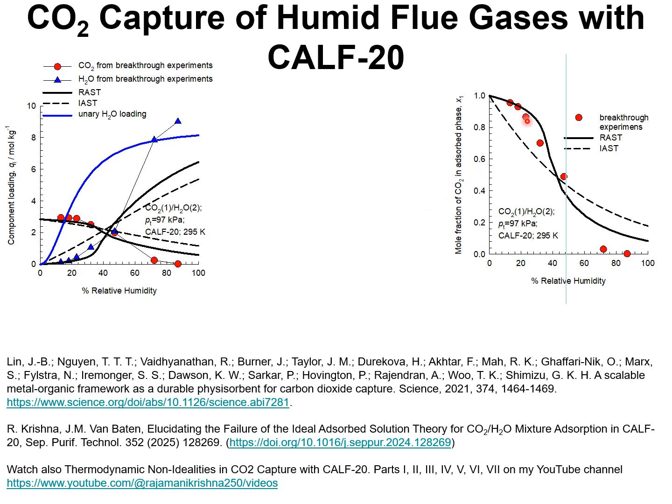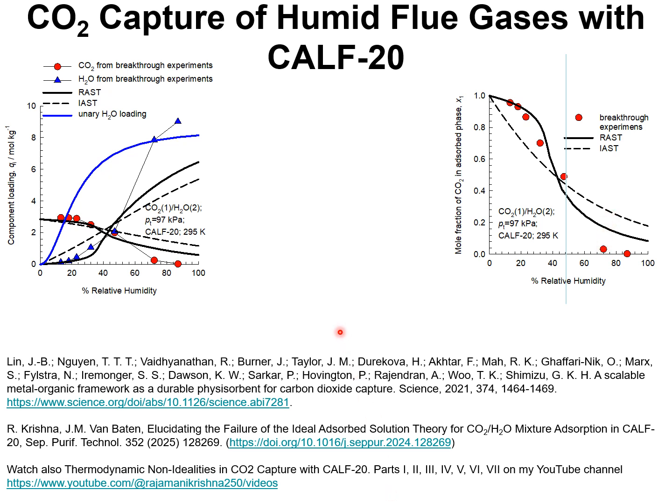The experimental data on the mole fraction of CO2 in the adsorbed phase as a function of percentage relative humidity clearly identifies two scenarios. For percentage relative humidities lower than about 50%, the adsorbed phase is significantly richer in CO2 than anticipated by the Ideal Adsorbed Solution Theory calculations that are indicated by the dashed lines. On the other hand, for high values of percentage relative humidity, the CO2 mole fraction in the adsorbed phase is significantly lower than anticipated by the IAST.